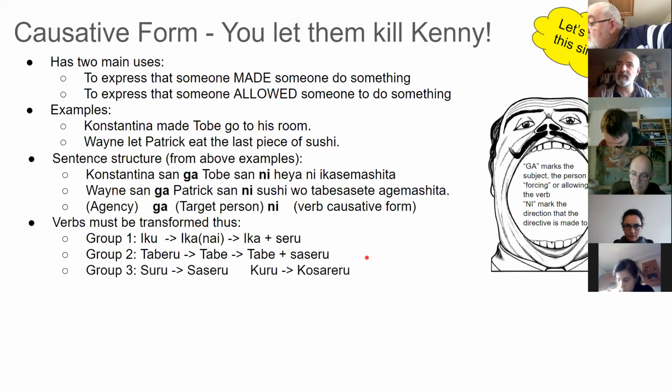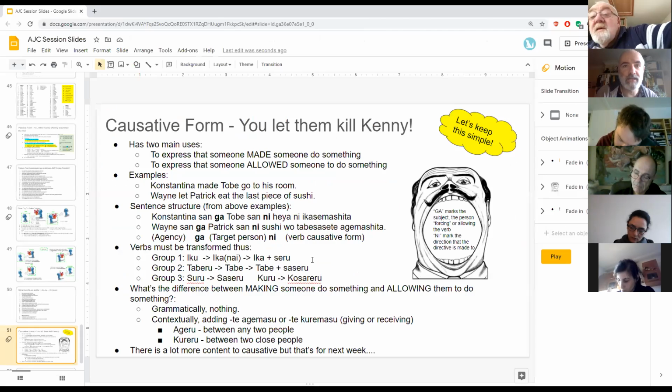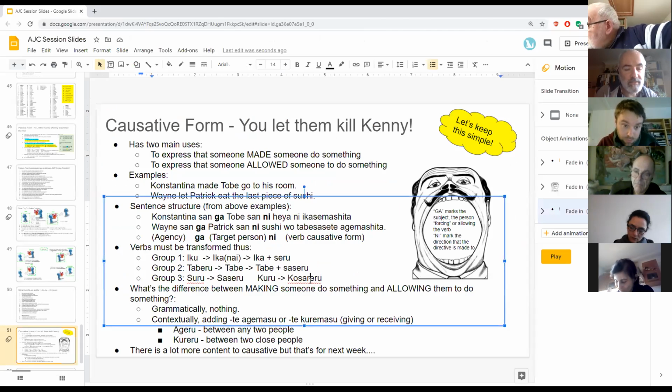And then group 3, again, as usual, we have to learn these as individual verbs because there's no particular rule, but there's only 2 of them. Suru becomes saseru, a bit like the group 2 verbs, and kuru becomes kosaseru, a bit like the group 1 verbs. Suru and saseru and kosaseru.